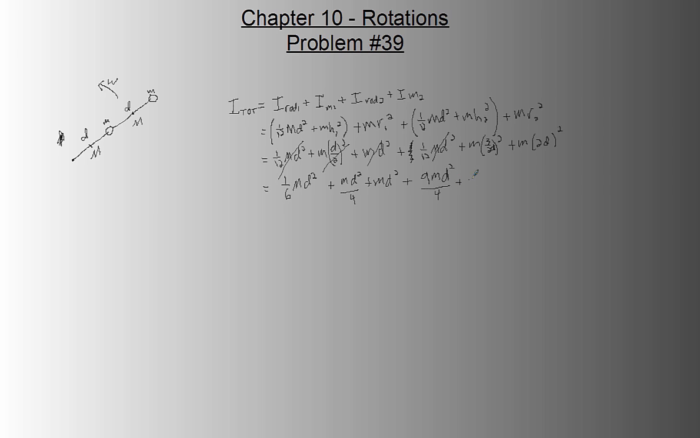Plus, this should be a big M. Oh, I messed up. This should be a big M, because this is the parallel axis theorem of the rod, so these are both for the rod. So big M, little m, big M, little m. Alright, good. This is, yep, plus little m times 4d squared. Took care of that. Alright, so I got all those.